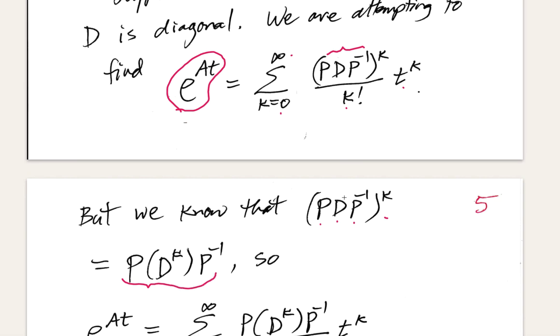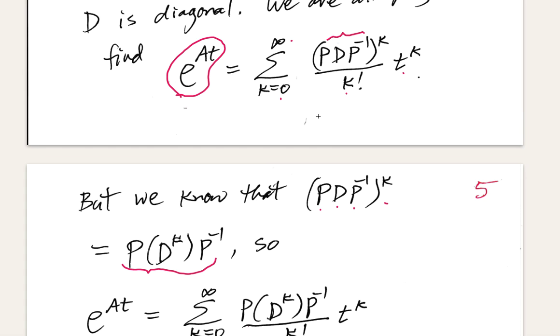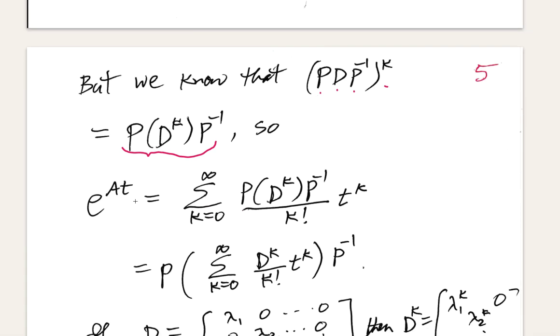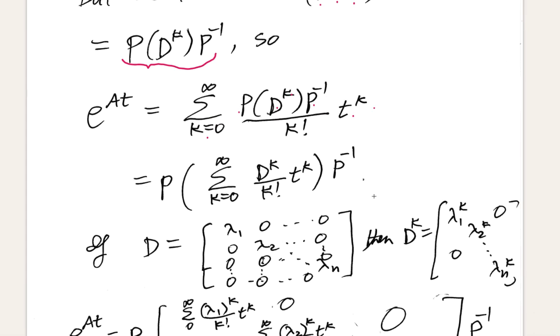Remember how the K can migrate down onto the D? Computing the power of a diagonal matrix was really easy. Remember we did this before? So if I substitute that fact into my previous expression, I've got e to the At equals the summation K goes from 0 to infinity of P D to the K P inverse over K factorial, t to the K. Now I'm going to factor out these two matrices. That's just a constant matrix multiplied on the left, so it pops out on the left.